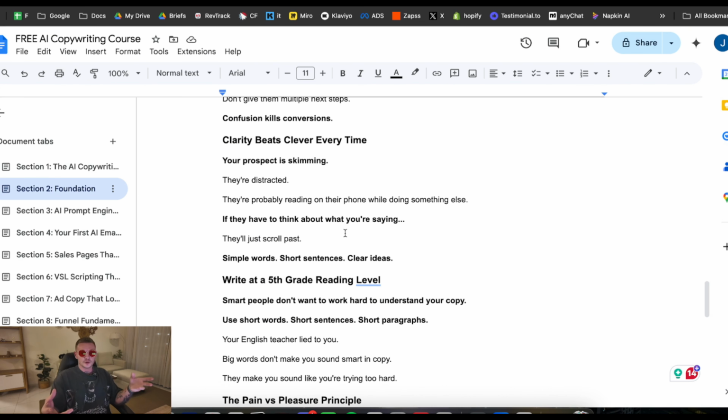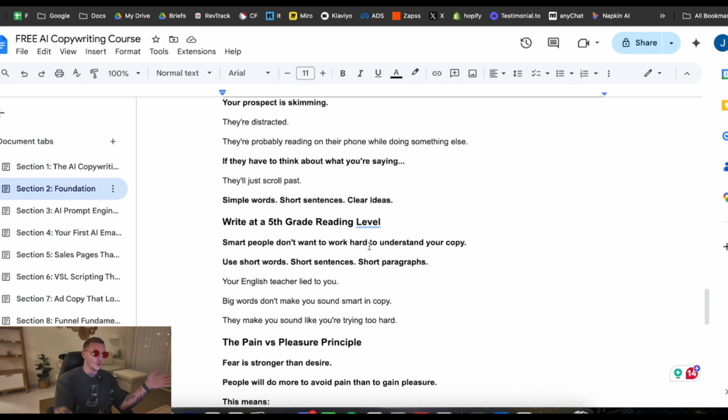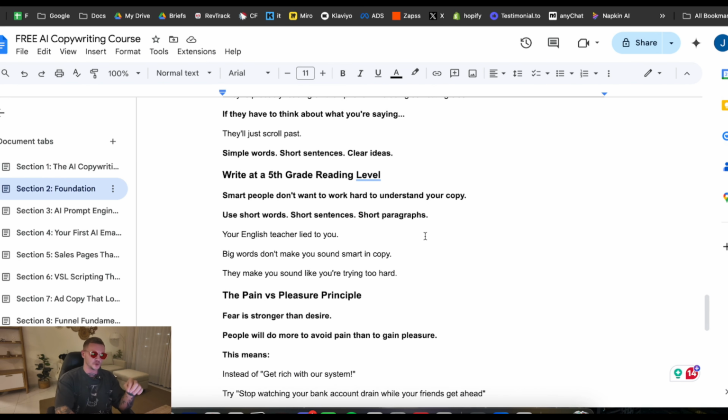They're probably on their phone, they're probably distracted by 100 other things. You just need to get your offer and your idea in front of them as easily as you possibly can. So simple words, short sentences, clear ideas. Always write at a 5th grade reading level. Smart people don't want to work hard to understand your copy, and a lot of people's ICPs aren't going to be smart people. They might be dumb people. So you need to appeal to them. Don't use big words. Everything just needs to be understood at a very basic level.